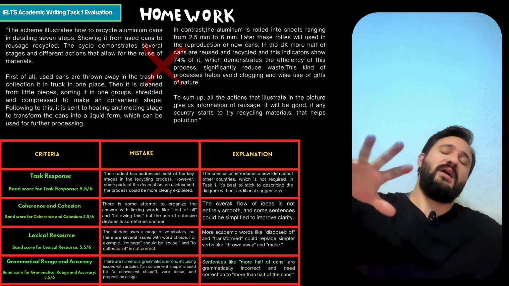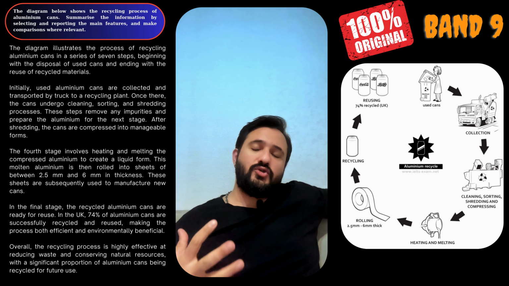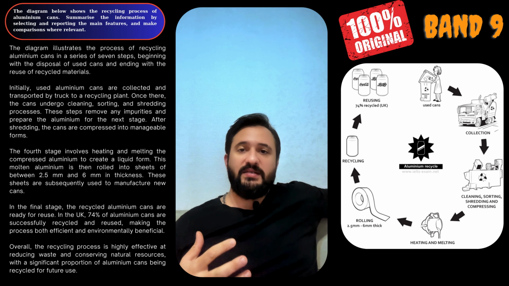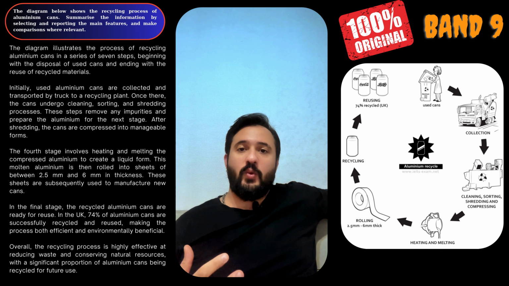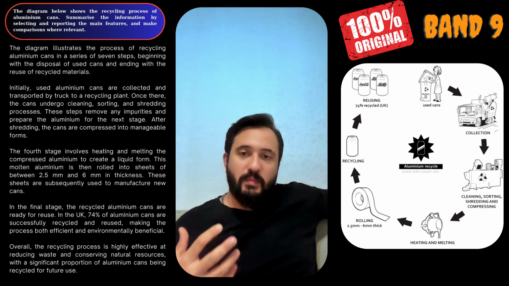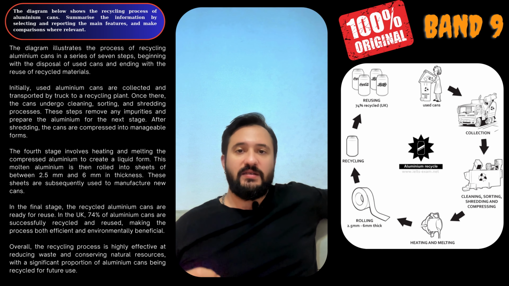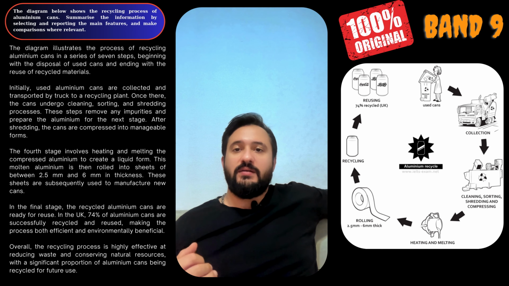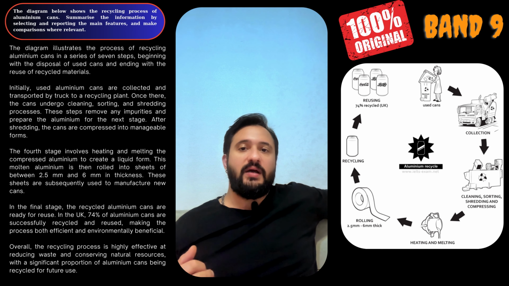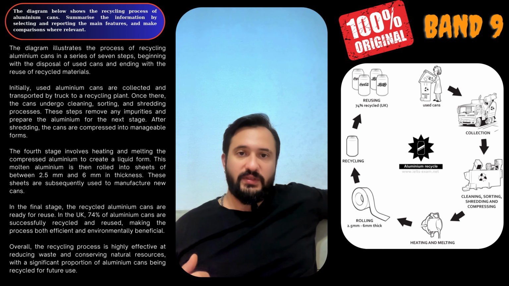Finally, here is a band 9 sample answer for this task, okay? The diagram illustrates the process of recycling aluminum cans in a series of 7 steps, beginning with the disposal of used cans and ending with the reuse of recycled materials. Initially, used aluminum cans are collected and transported by truck to a recycling plant. Once there, the cans undergo cleaning, sorting, and shredding process. These steps remove any impurities and prepare the aluminum for the next stage.